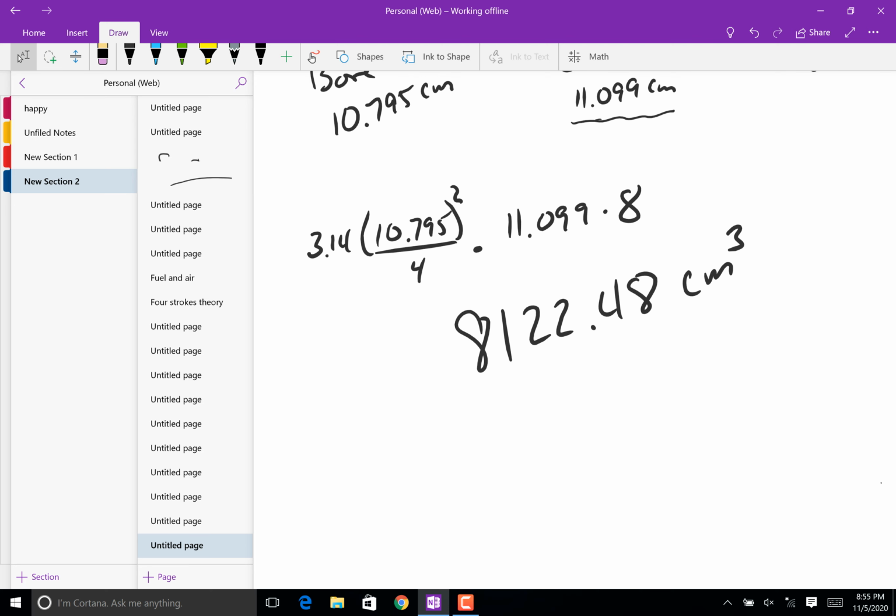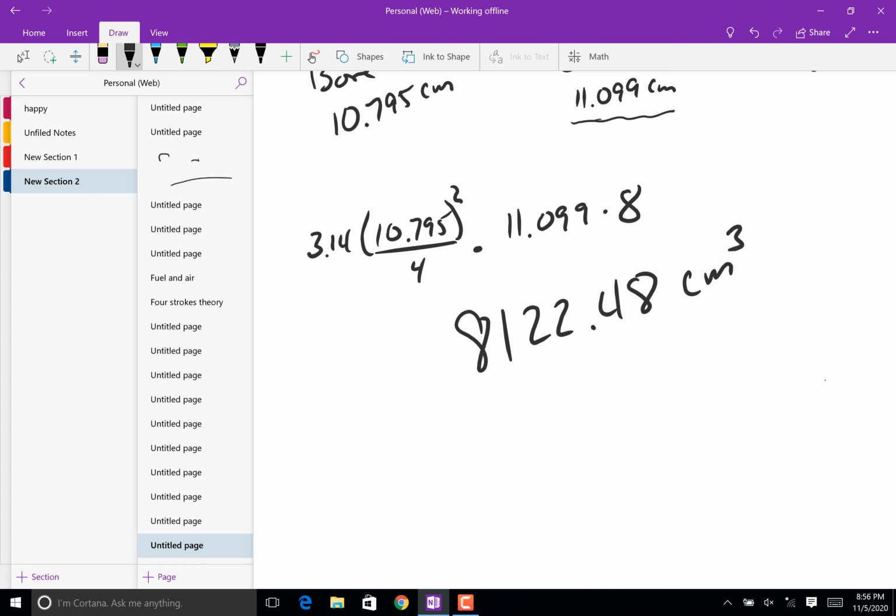It makes perfect sense if you think about it. This guy right here is going to be roughly 120. Divided by 4 is going to be like 30-something. Times 3 is basically 100. 100 times this is basically 1,100. 1,100 times 8 is going to be 8,000 and something. Well, son of a gun. What do you know? So, yeah, that's a big engine.